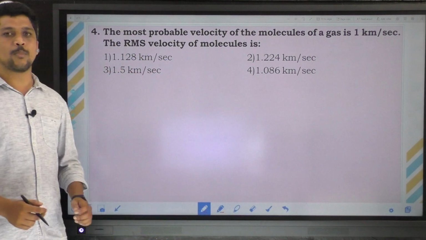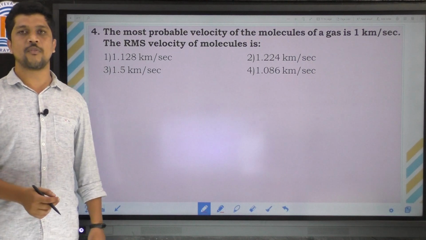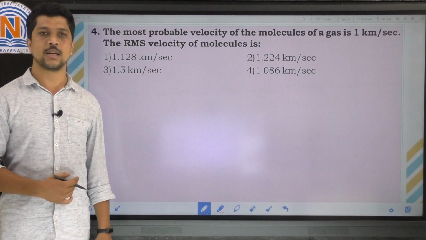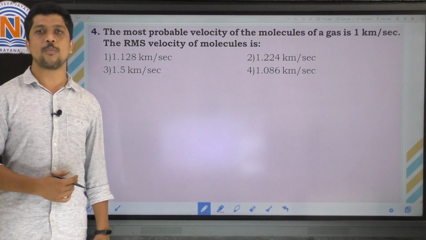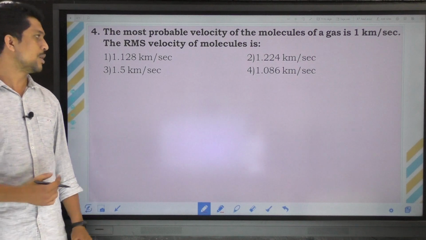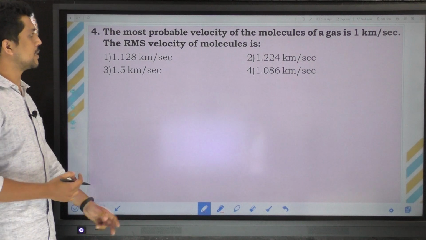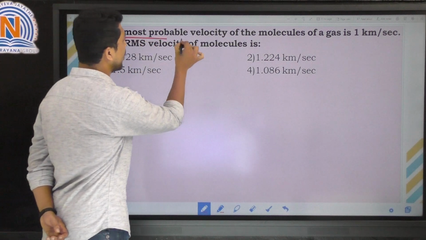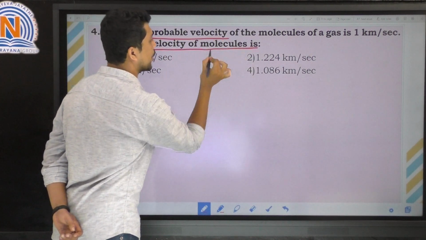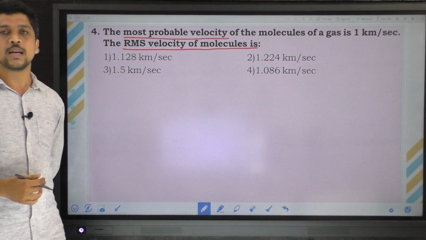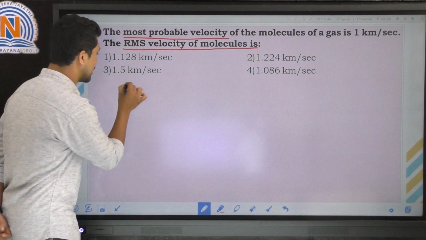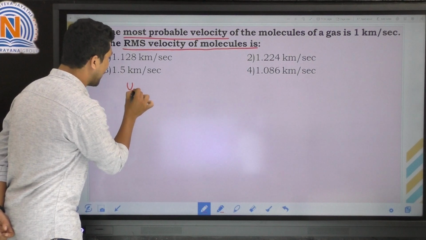Here the question: the most probable velocity of the molecules of a gas is 1 kilometer per second. The RMS velocity of the molecule is? So here they have given two velocities. First one is most probable velocity, second one is RMS velocity of the molecule. We know that gases have three kinds of velocity. First one is most probable velocity, that is UMP.